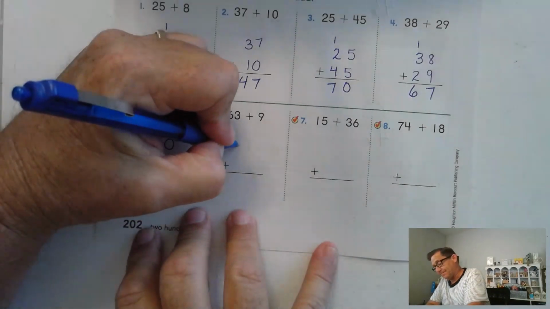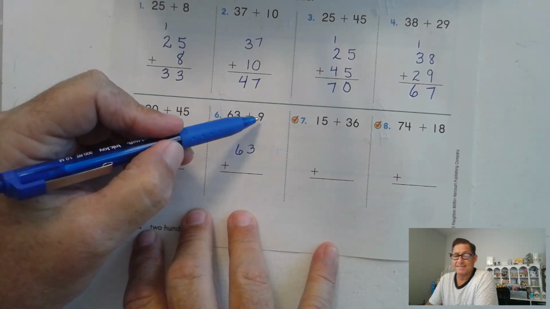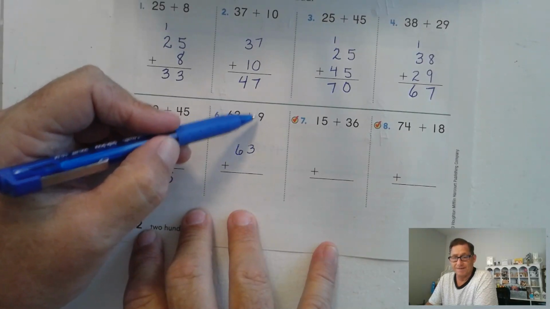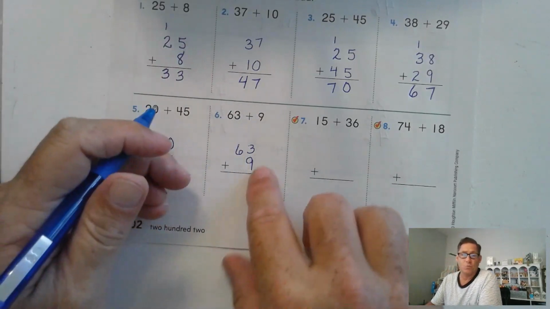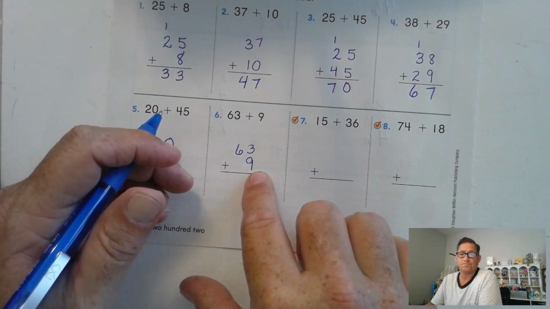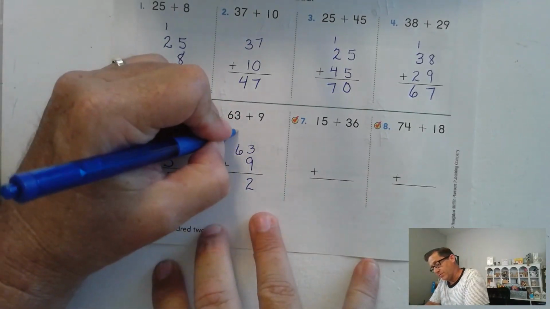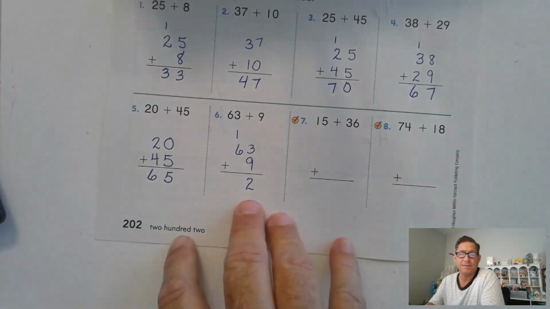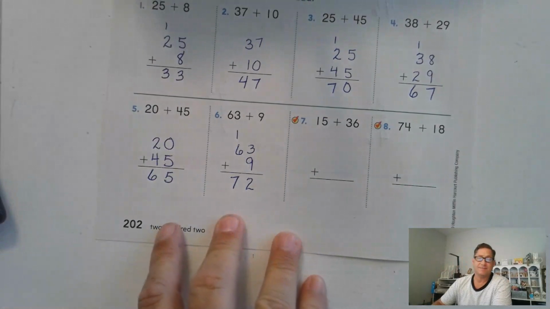63 plus 9. Okay, 9. That is not 90, it's 9. So we only have 9 ones. So make sure that you line it up by putting the ones lined up. Okay, 9 and 3, that's 12. We're going to regroup that as 1 ten and 2 ones. And 6 tens plus 1 ten is 7 tens.